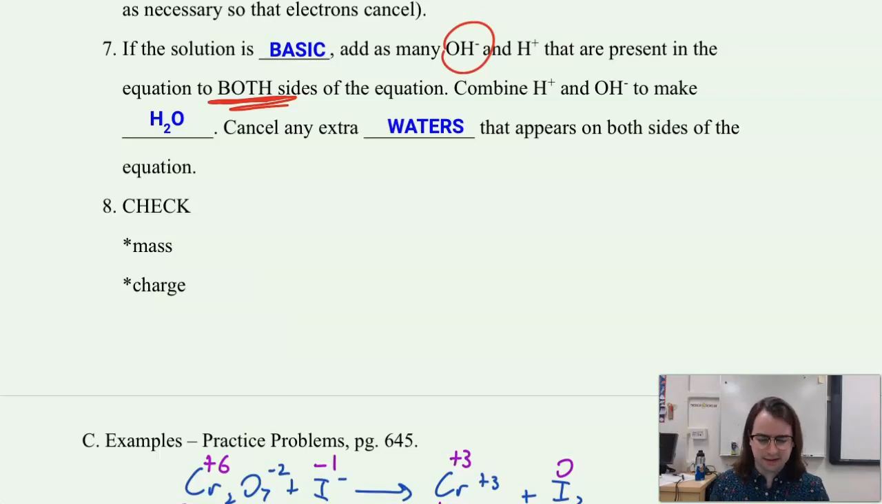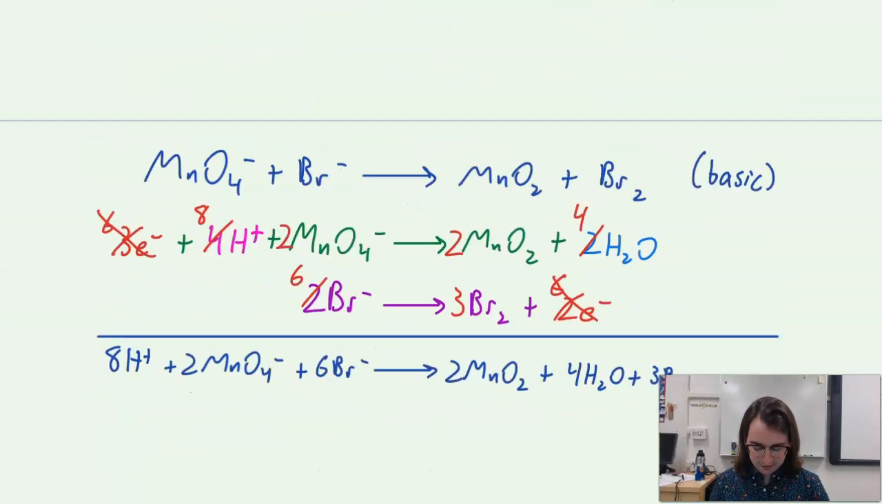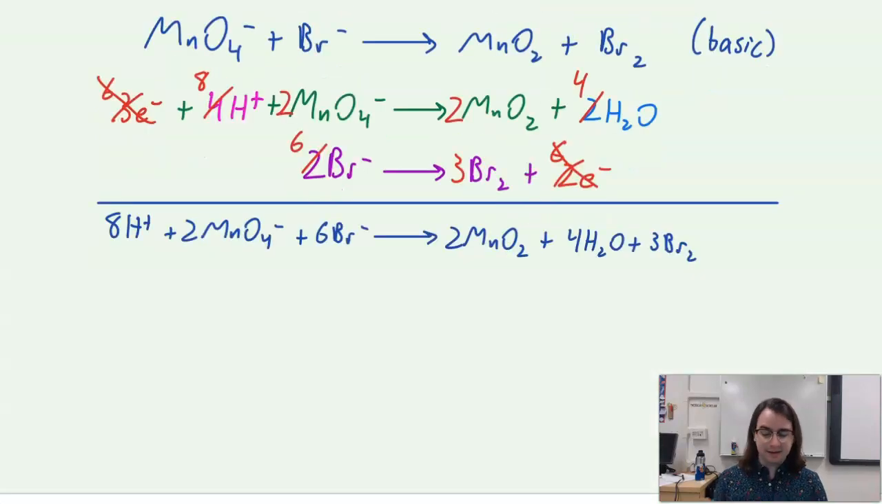I feel like the wording on that is like a misprint. It's almost like it's a typo or something. What we're going to be doing is we're going to be adding OH-. Let me show you what I mean. So how many H pluses do we have on the left? We have 8. So that means we are going to add 8 OH minuses.